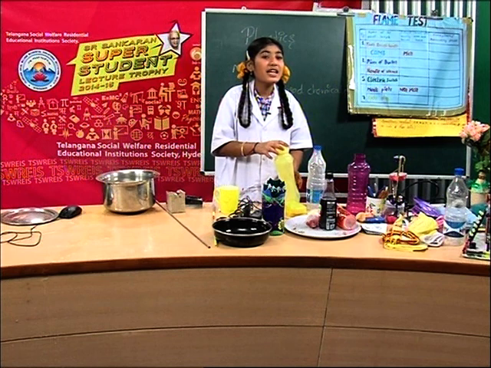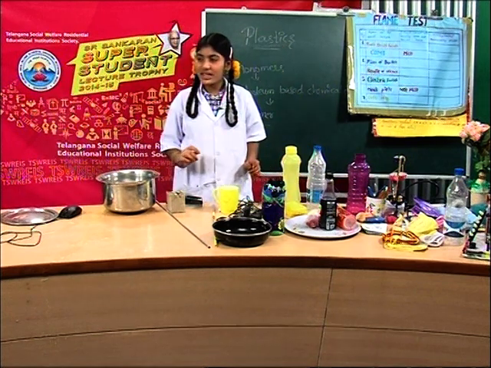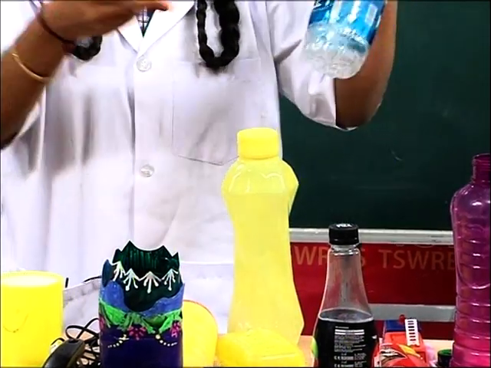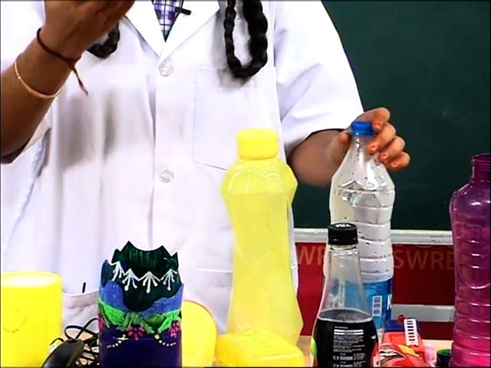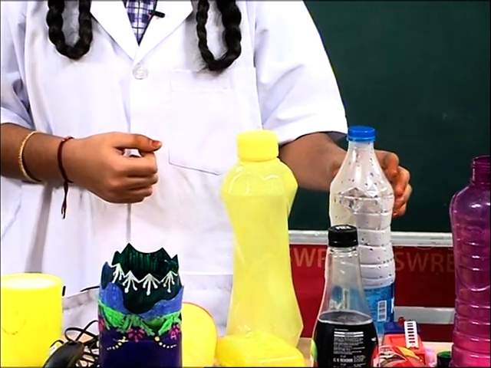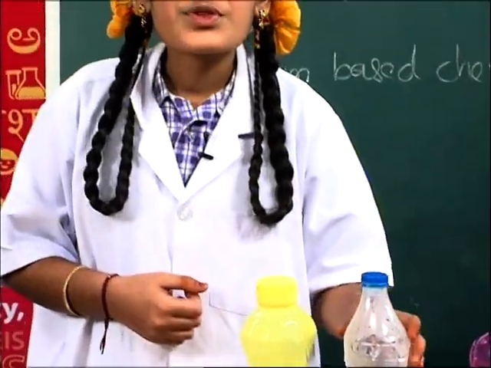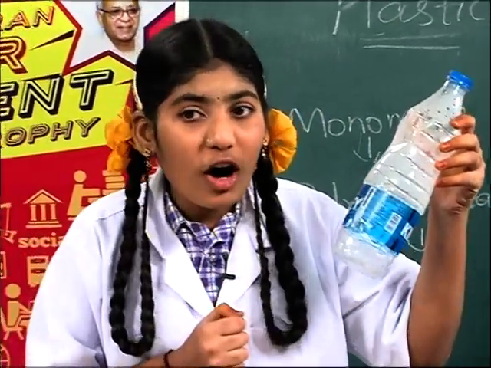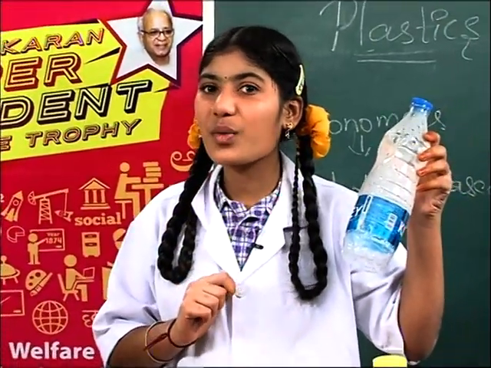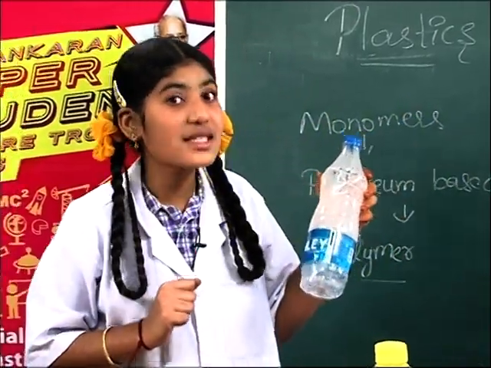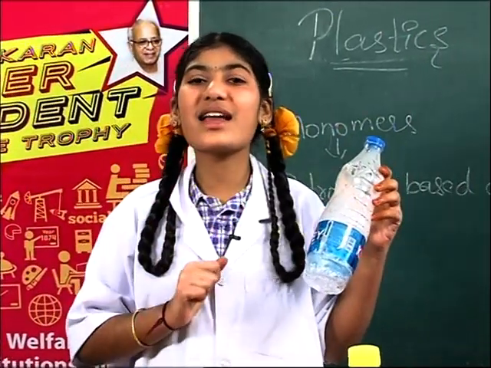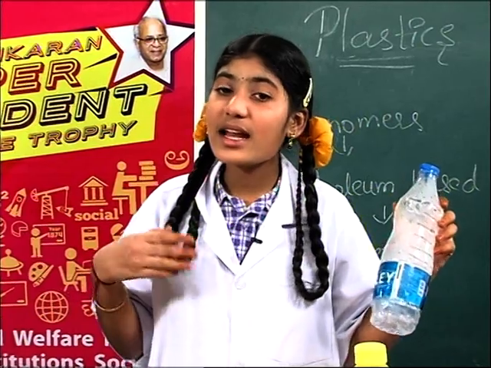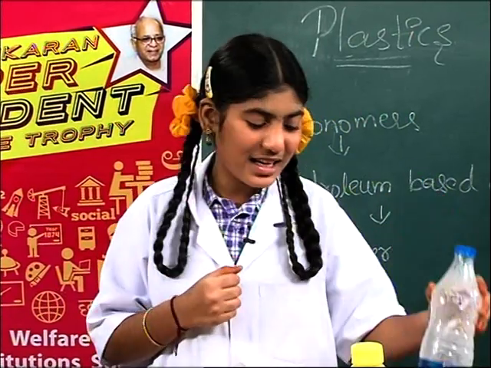So friends, keep your glance on the screen. What are the types of plastics? After the burning test, the bottle will become like this. Friends, did you observe the bottle will melt in the flame and become like this? Because there are 2 types of plastics we have. One is thermoplastics and another is thermosetting plastics.